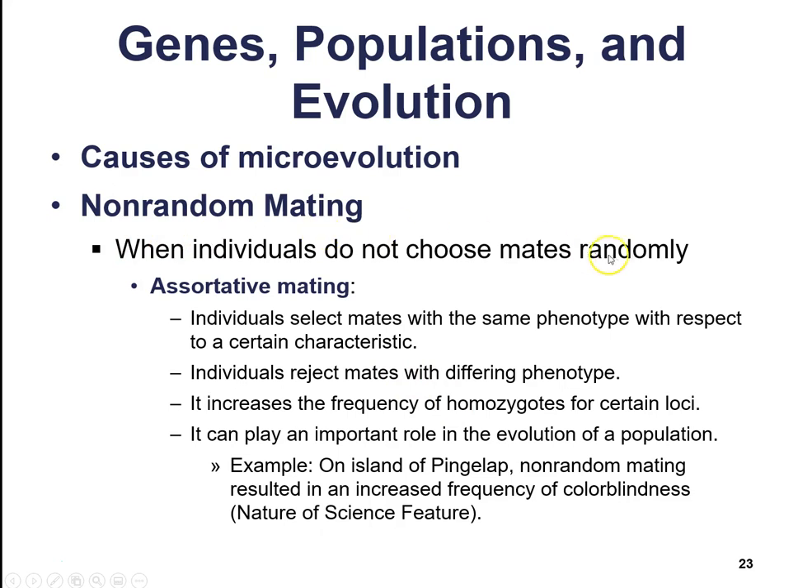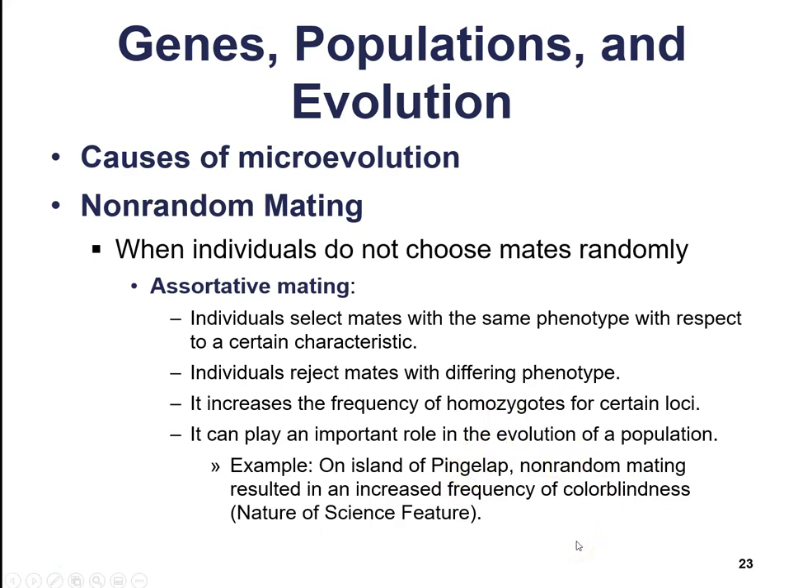Okay, so individuals don't choose mates randomly. Okay, I kind of told you that in our peppered moth, maybe it's just those gray moths mate with the gray moths and they don't mate with the peppered moths. Okay, and it could be because of various different characteristics. It could be visual characteristics or physical, but it doesn't only have to be that. Okay, and so it will increase the frequency of homozygotes for a certain loci, right? If you have this sort of non-random mating, and it can play a role in evolution.